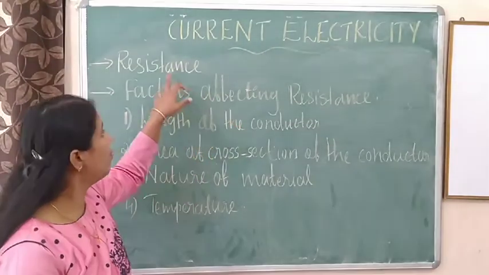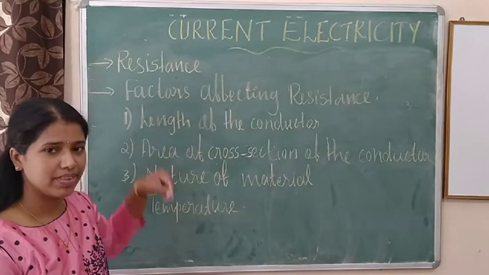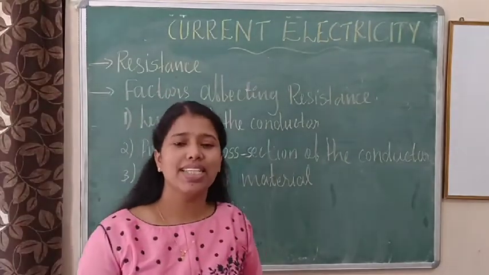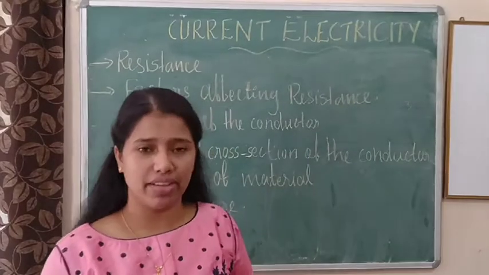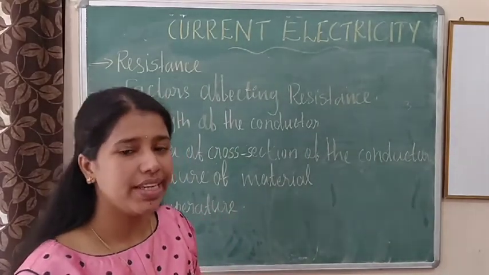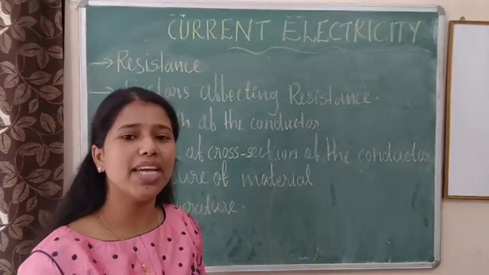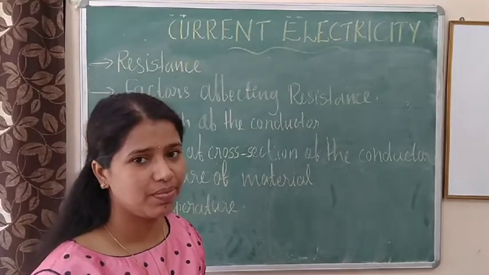First, what is resistance? Resistance is a property of a conductor. It opposes the flow of current.